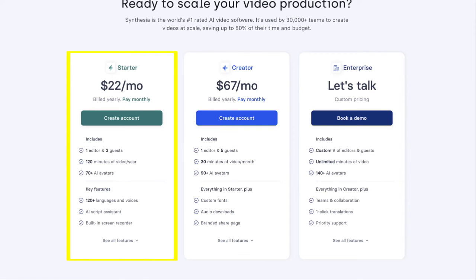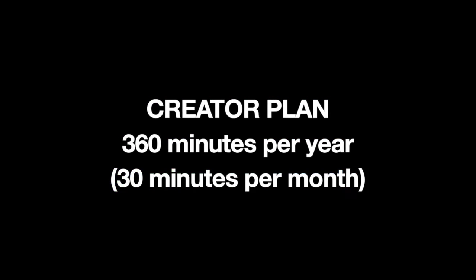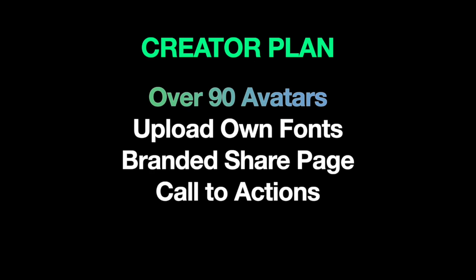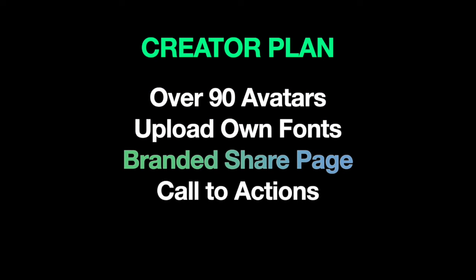The starter plan lets you generate 120 minutes of video per year. If you need more minutes, you can upgrade to the Creator Plan for 360 minutes of video per year. The Creator Plan gives you access to over 90 avatars and the ability to upload your own fonts, plus a branded share page and call to actions.